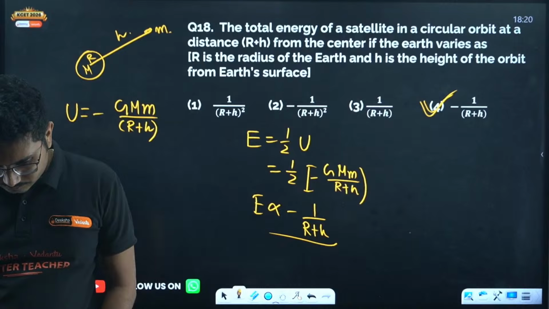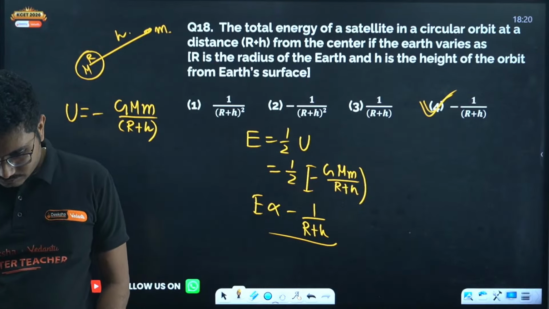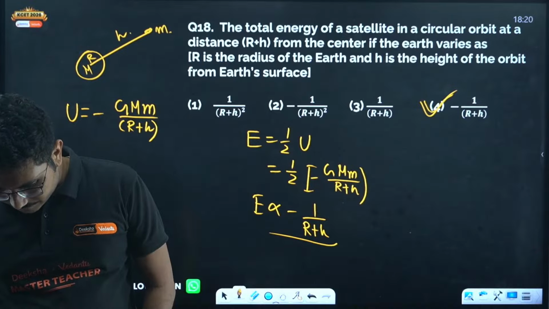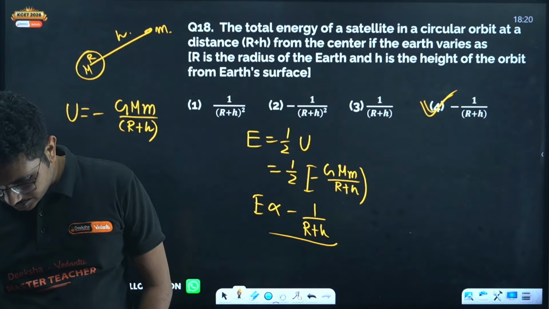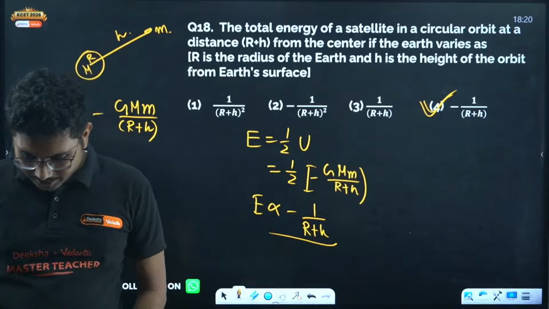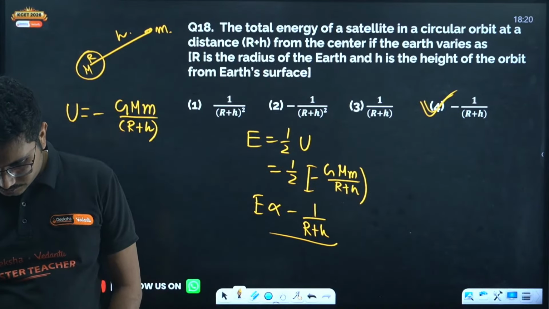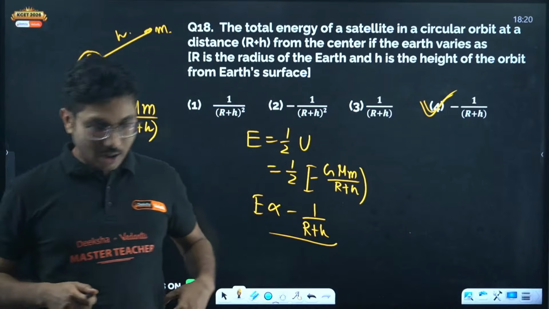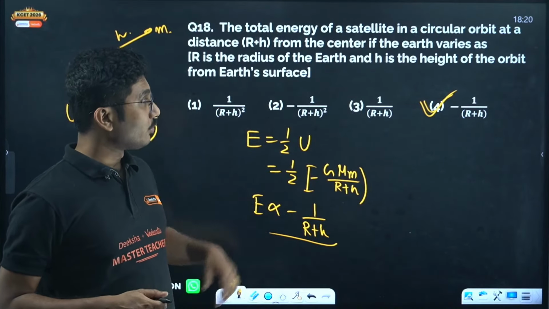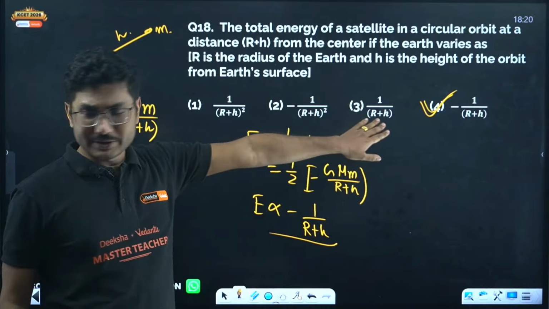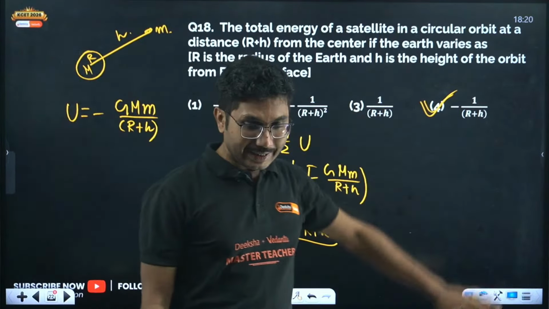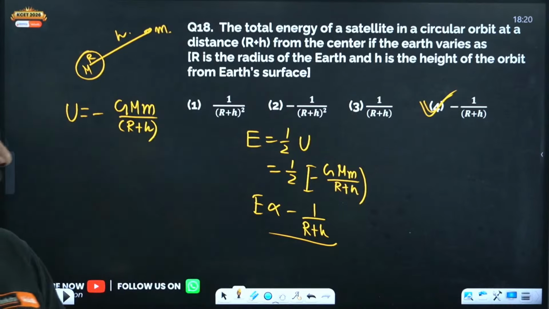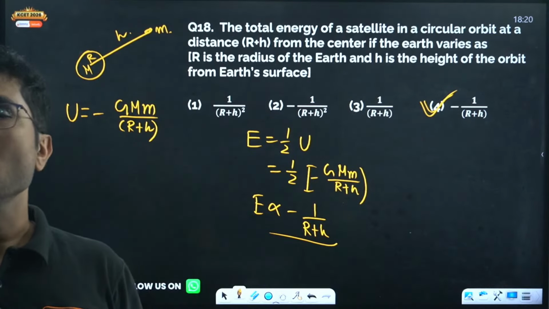Okay. Hi. Kishan, go down. If you are answering 3 for this, it is wrong. You have to include the negative sign as well. Total energy of a satellite is negative, same as gravitational potential energy.